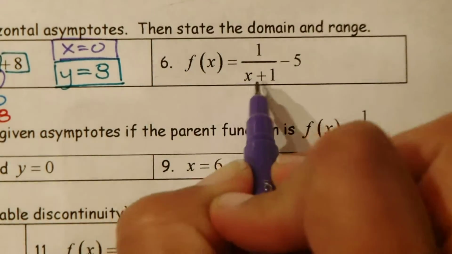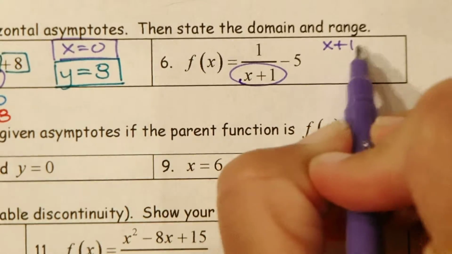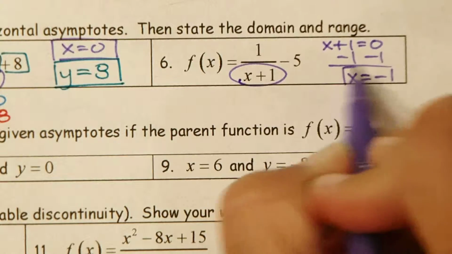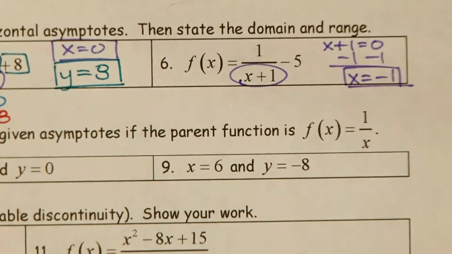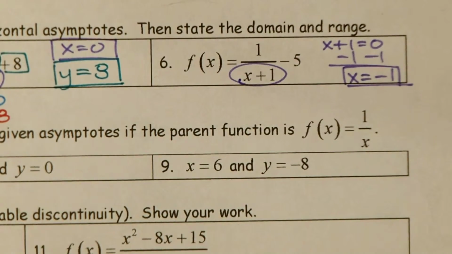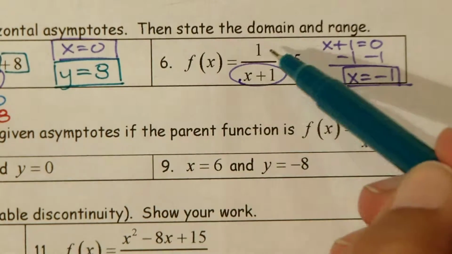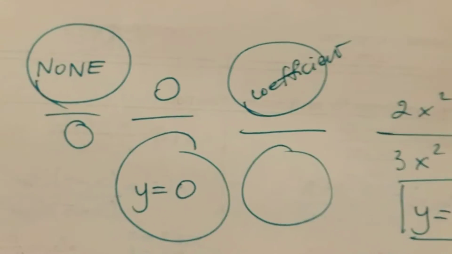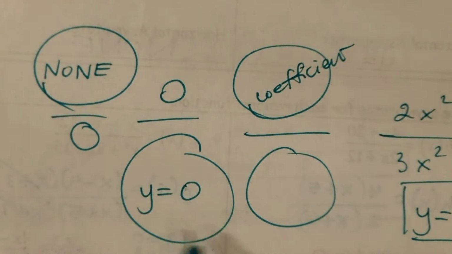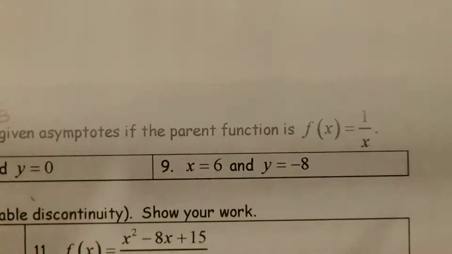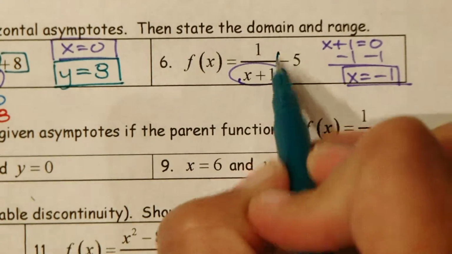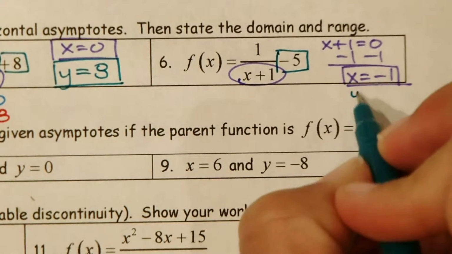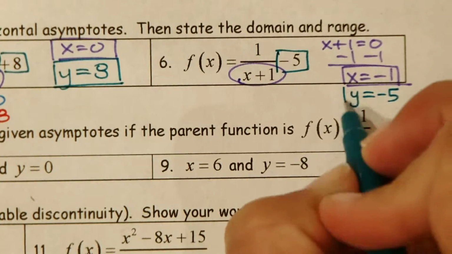Okay, number 6. Vertical asymptote, we set the denominator equal to 0. Subtract 1, x equals -1. Here's our vertical asymptote. Our horizontal asymptote, again, the power on bottom is bigger. One last time just to reinforce this point. If the power on the bottom is bigger, then the asymptote is at y equals 0. Now again, just like the last example, this has been translated down 5. So our horizontal asymptote is now at -5.